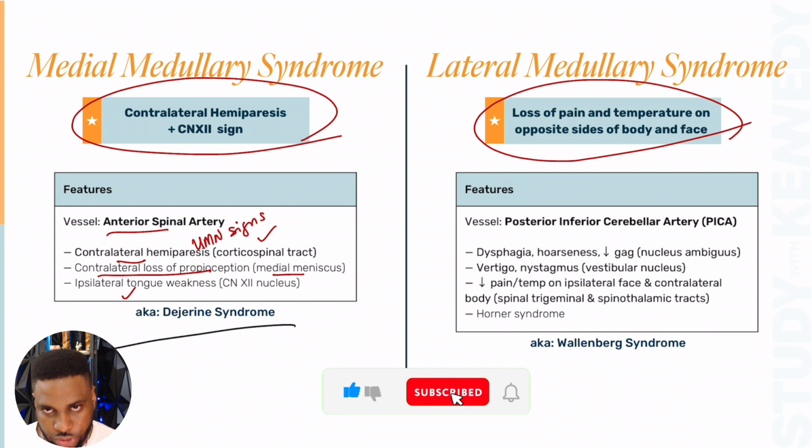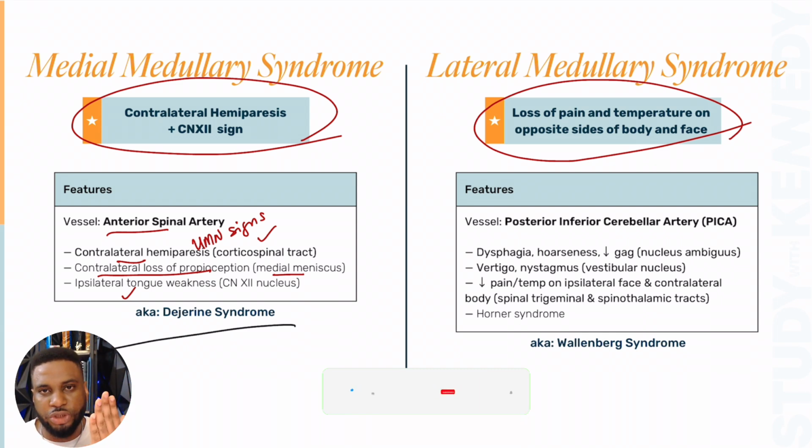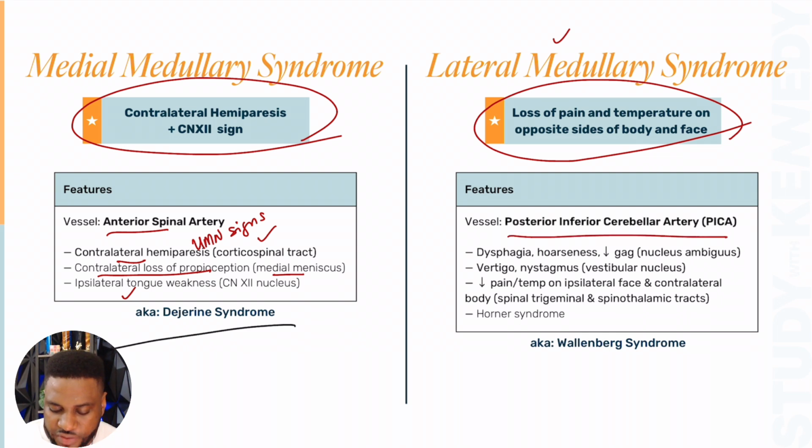lateral medullary syndrome. Why? What does pain and temperature to the head and neck? I hope you said trigeminal nerve. The trigeminal nerve does pain and temperature to the head and neck, to the face. Whereas your lateral spinothalamic tract does pain and temperature to the body. So if you have lateral spinothalamic tract involvement and trigeminal nerve involvement at the same time, you are probably dealing with lateral medullary syndrome. The blood vessel that is involved in lateral medullary syndrome is the posterior inferior cerebellar artery, PICA. The posterior inferior cerebellar artery.